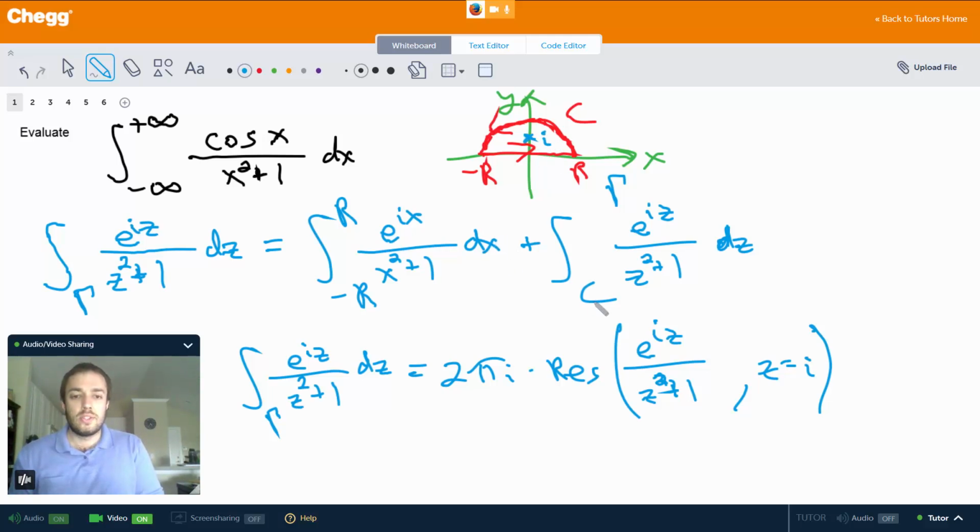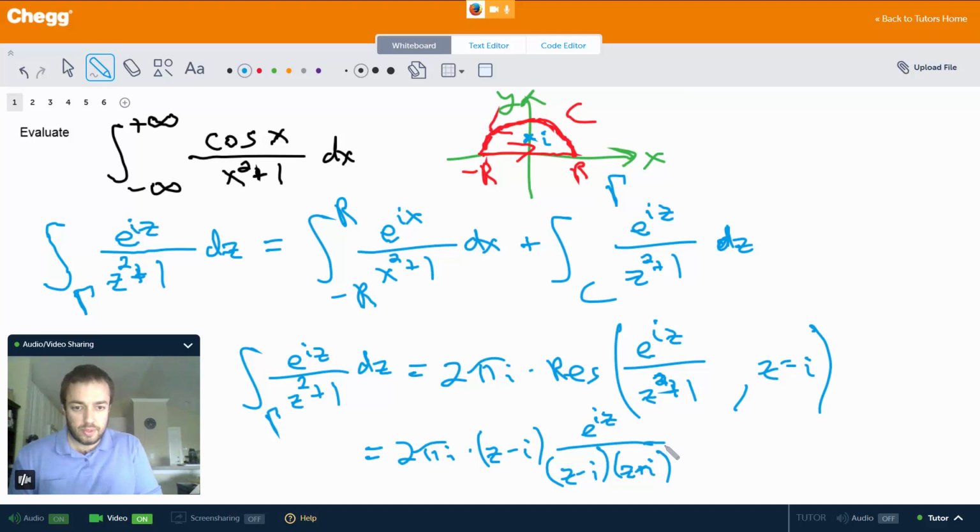So this is going to be 2 pi i times z minus i times e to the iz over, and then let's factor this. z squared plus 1 is equal to z minus i times z plus i.